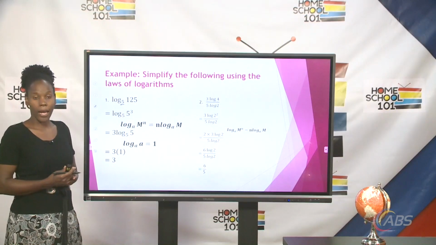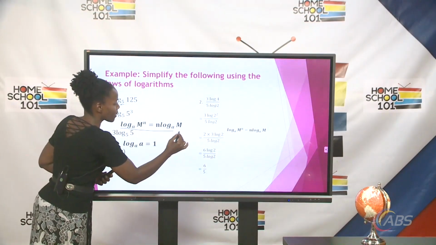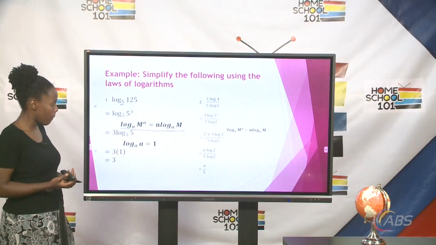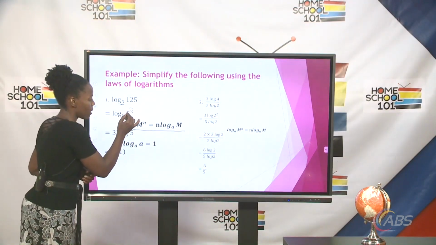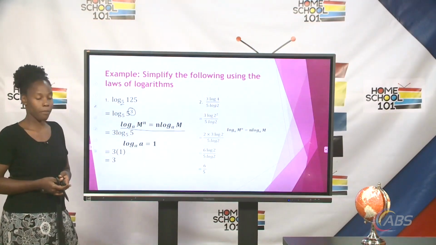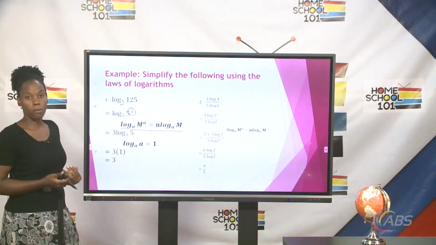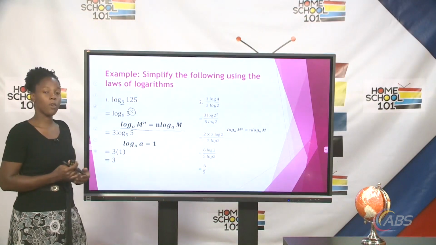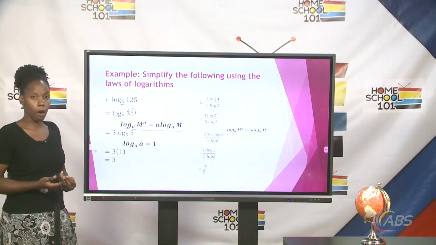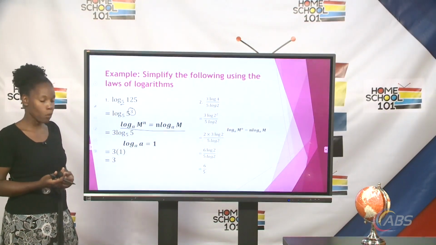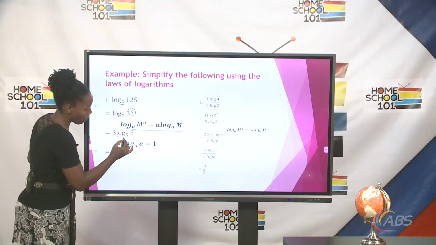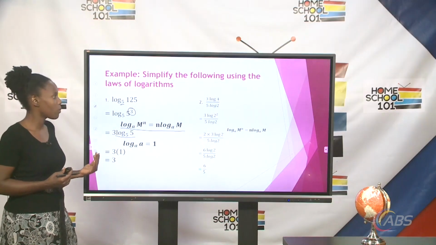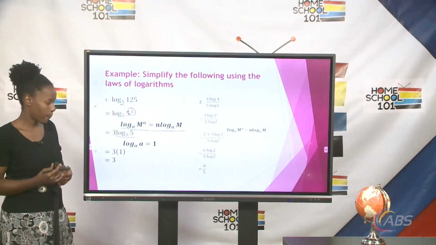I can then apply this law, which states that once I have a power, I simply multiply the logarithm by the power. The power here is 3. I would then multiply the logarithm by 3. Hence, it becomes 3 log 5 to the base 5. The law also states that the logarithm of the base itself is equal to 1. So log 5 to the base 5 becomes 1. Hence, it is 3 times 1, which gives me a value of 3.